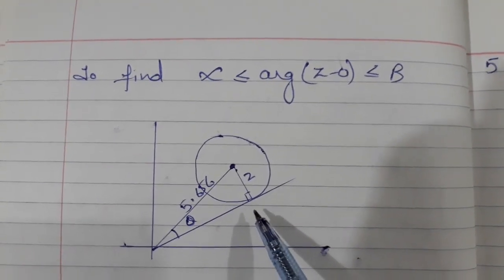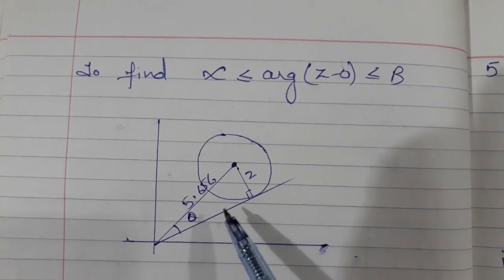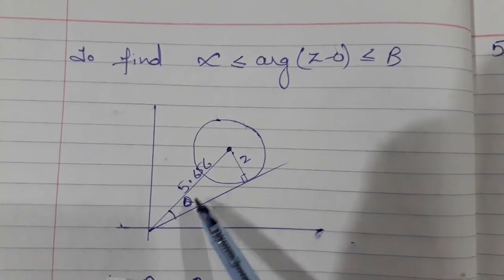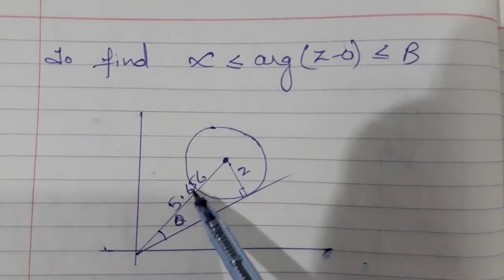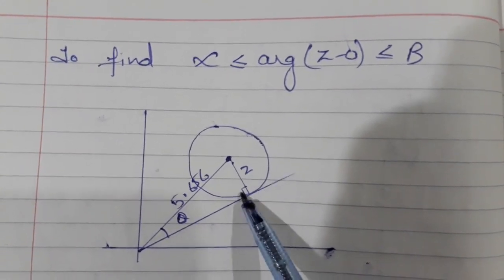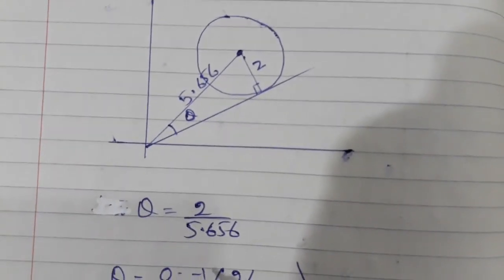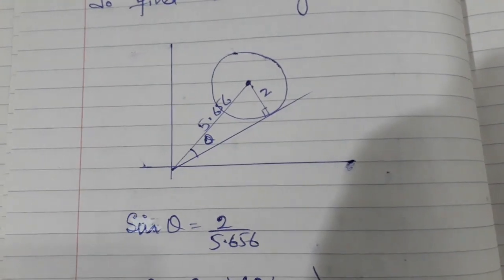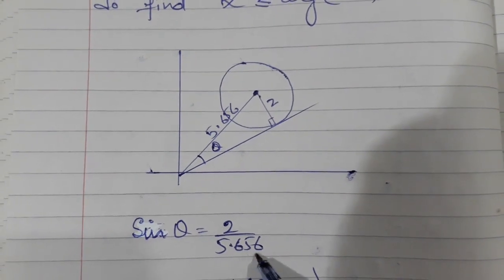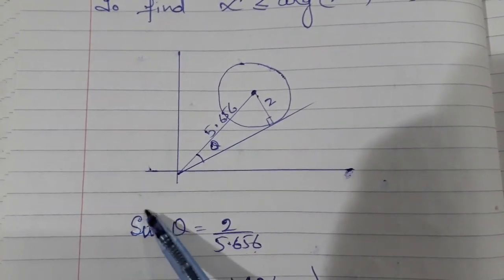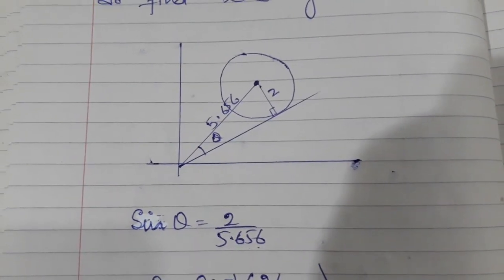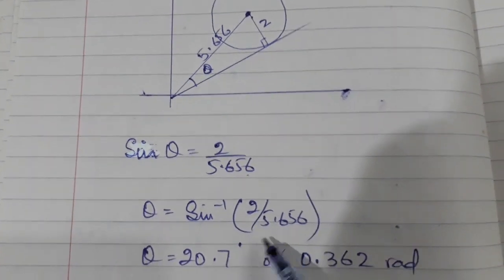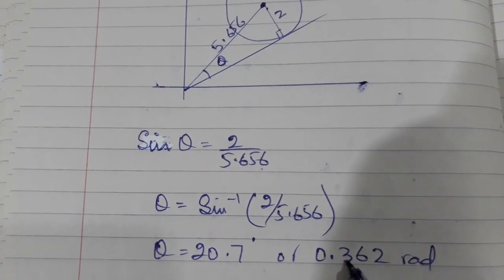I have drawn a separate diagram here. I have removed all the other lines to avoid confusion. To find out this angle, I know this is 5.656 and this is 2, and it's 90 degrees. So I am using sine theta equals 2 over 5.656. Sorry, I forgot to write it here, so that's why I stopped the video for a while. This gives me theta, which in radians is 0.362.